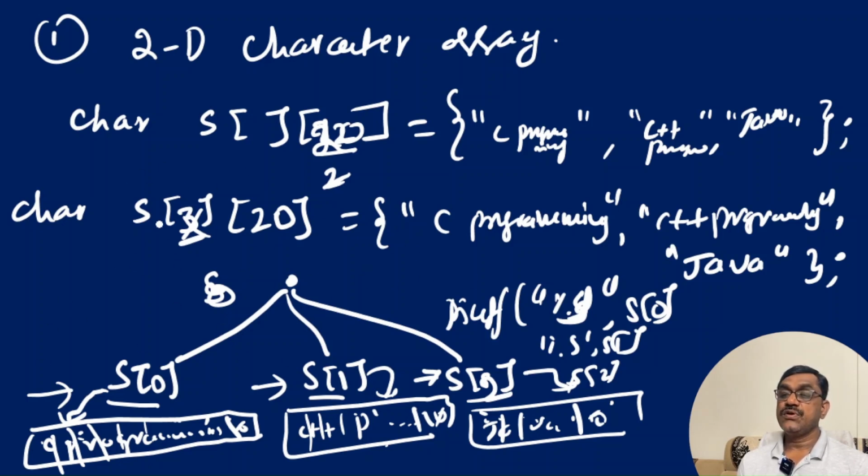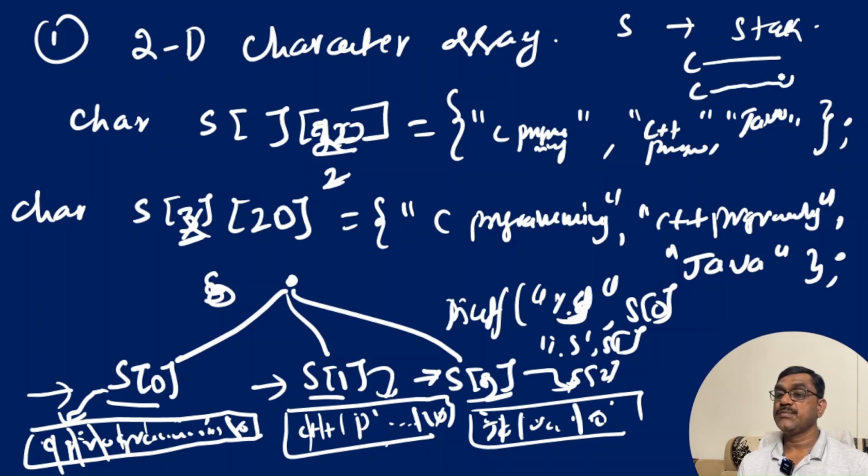Where is the variable going to be stored? Just now I said in the previous classes, the array S is going to take the memory in stack memory. In the stack memory, it is going to store three strings. The first one is C programming, the second one is C++ programming, right? Next, the third one is Java. The total memory allocated is 3 into 20. So the unfilled characters are replaced with null. So this is the memory representation of the two-dimensional array S in the stack.